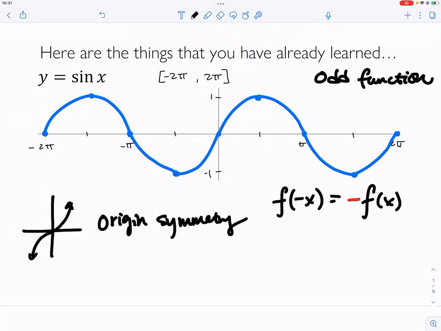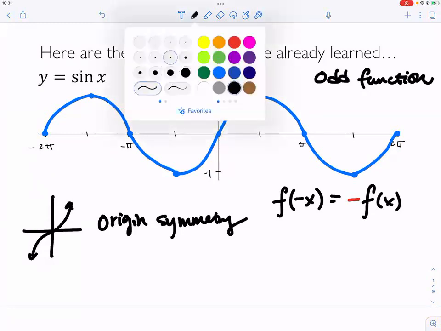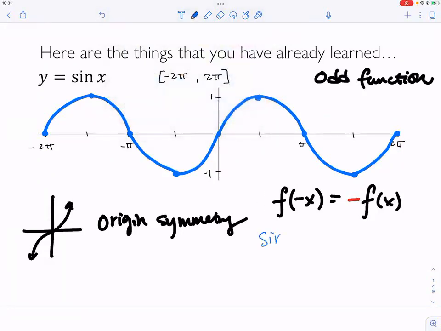Do you remember this? Feel free to say no if you don't. Maybe. Okay. Now, of course, we want to see how it applies here. To apply it here, this is what we say: sine of negative x is equal to negative sine x.